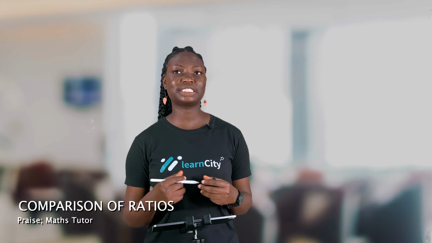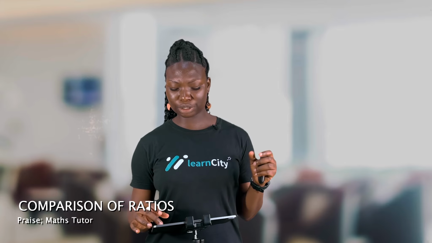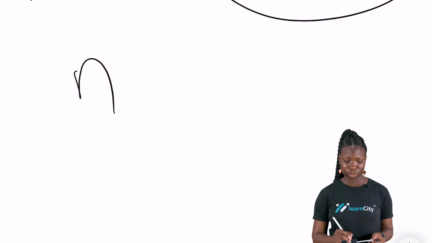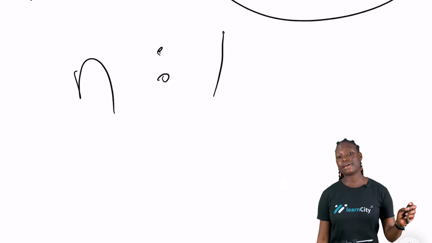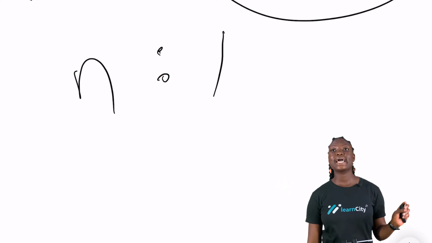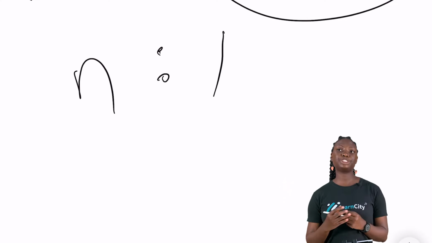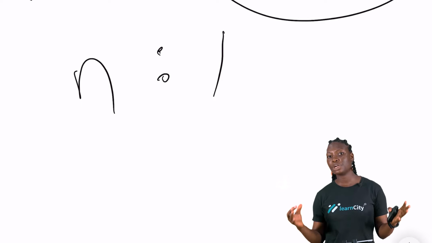In today's math class, we'll be talking about comparison of ratios, where in our previous class we talked about what a ratio is. Now, in today's class on comparison of ratios, a ratio can be expressed in the form n to 1, where n is a whole number, a fraction, or a decimal. This form is useful when comparing ratios.